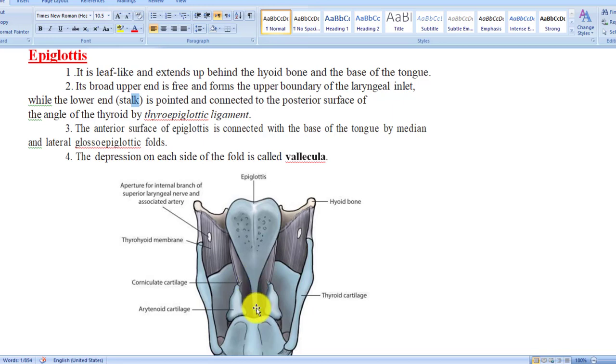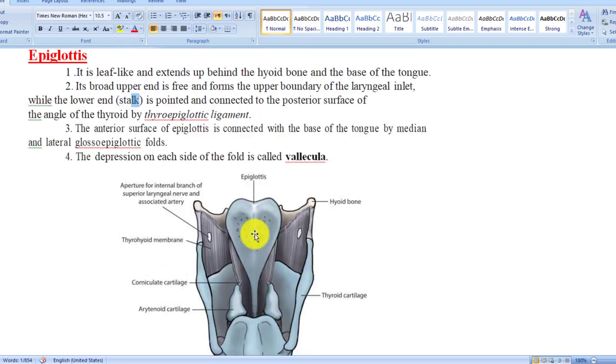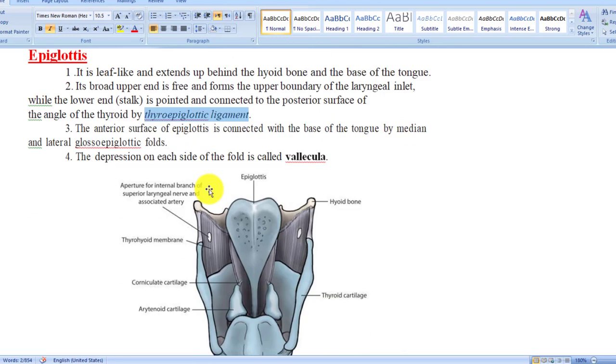So this part of the epiglottis is called the stalk of the epiglottis, right? It's narrower and is pointed and connected to the posterior surface of the angle of the thyroid, as I had told you there. So thyroepiglottic ligament, right? So look here, this is the thyroepiglottic ligament. It connects it to the posterior surface.